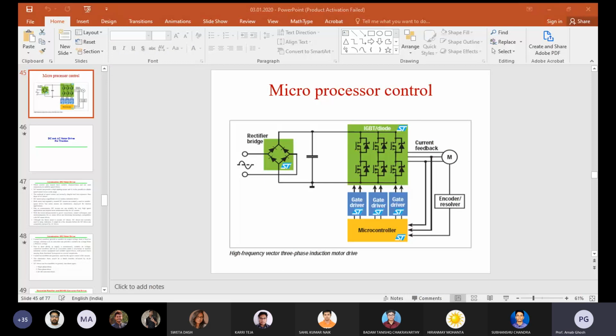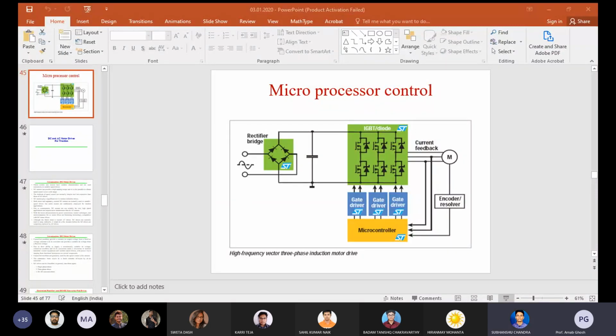So we are discussing different aspects of the traction system. In my last class, we talked about the basic configurations for the connections.